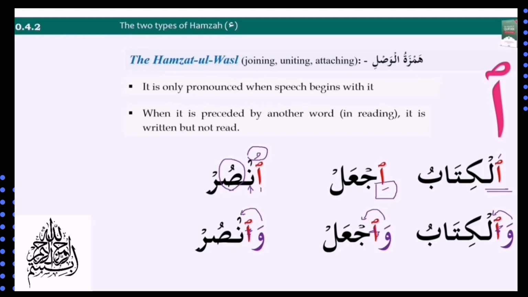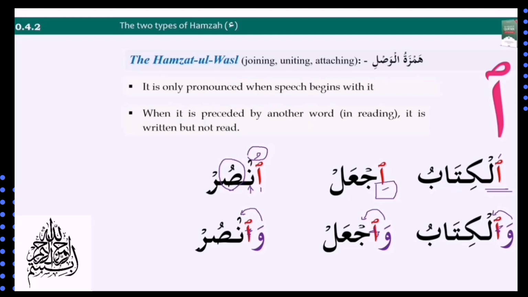So please note that, inshallah ta'ala, you're going to come across it many times. In some occasions, the hamzatul wasl is also not written. I will go through them during the lessons, inshallah, as we come across them. Otherwise, you will always write the hamzatul wasl, but only read it when it is the beginning of a speech.